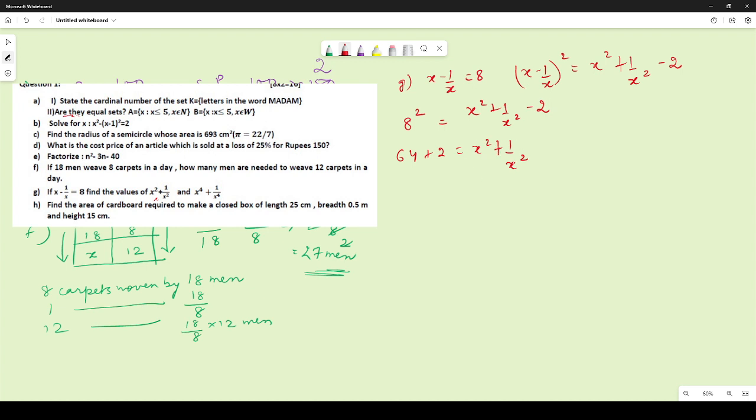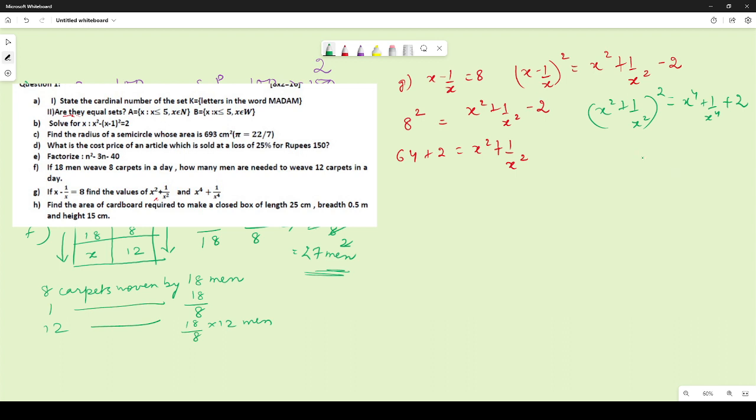Now ये इसकी वैल्यू हमको मिली है, हमको अभी निकालना है x to the power 4 plus 1 by x to the power 4 की वैल्यू. So इसको हम कैसे निकालेंगे? x square plus 1 by x square whole square is equal to x to the power 4 plus 1 by x to the power 4 plus 2. यहाँ पर प्लस है इसीलिए यहाँ पर आएगा plus 2.